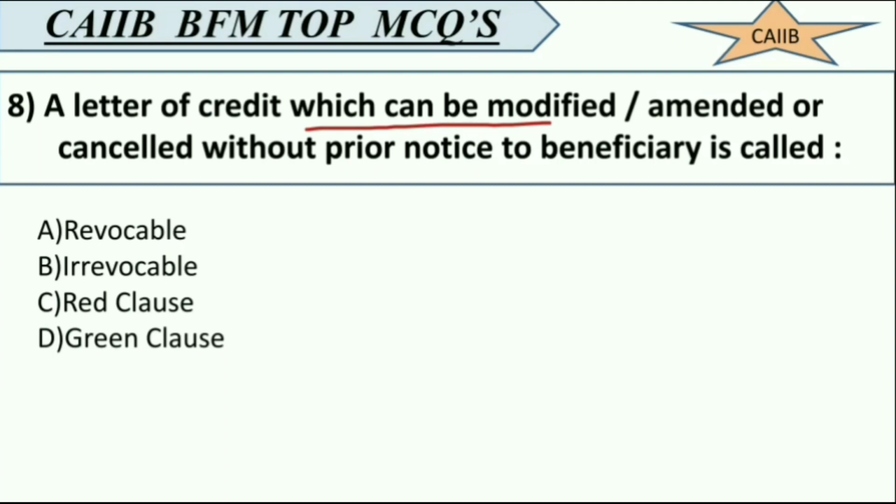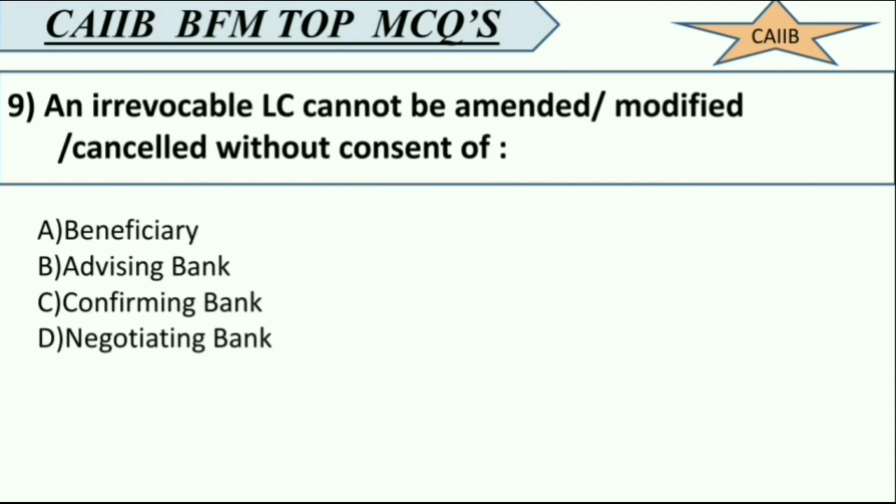A letter of credit which can be modified, amended or cancelled without prior notice to the beneficiary is called, options are given: revocable, irrevocable, red clause, green clause. The correct answer is option A, that is the revocable. Next question, question number 9.